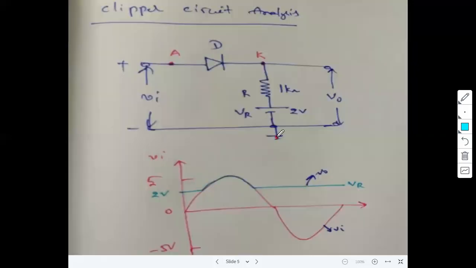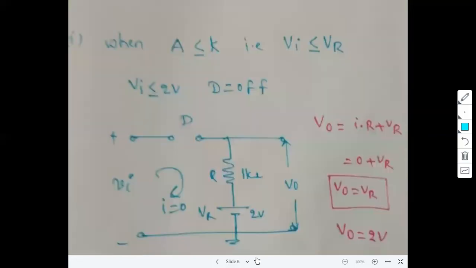Now coming to another circuit here, the series clipper circuit. Why is this a series clipper circuit? Here the diode is connected in series with the input signal. Now again the same two cases only. When anode is less than cathode, that is Vi less than Vr, here 2 volts, the diode is off. When the diode is off, the current flowing through the circuit is equal to 0, right?